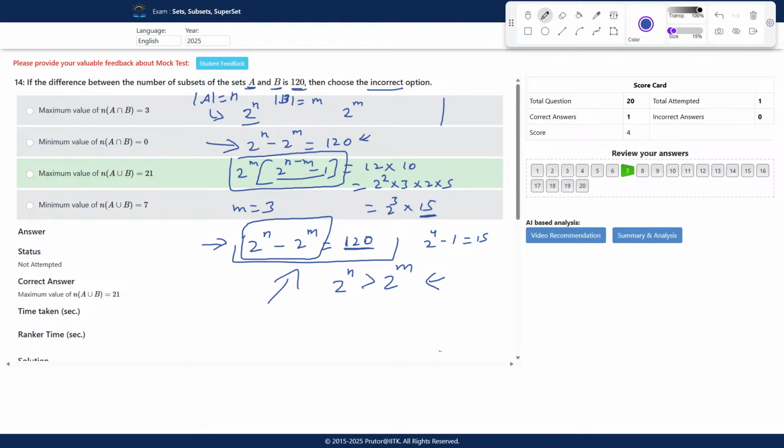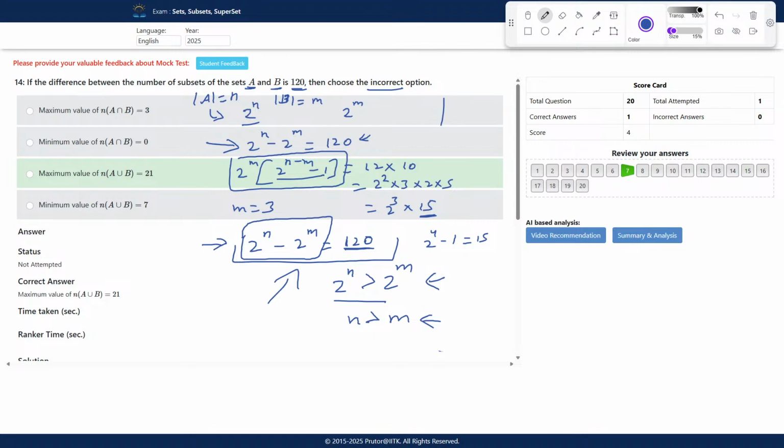2 raised power n is strictly greater than 2 raised power m. Is this clear? Okay. This is also clear. Now I am concluding from this that n must be greater than m. Is this clear? Okay. This is also clear. Someone saying no, not clear.